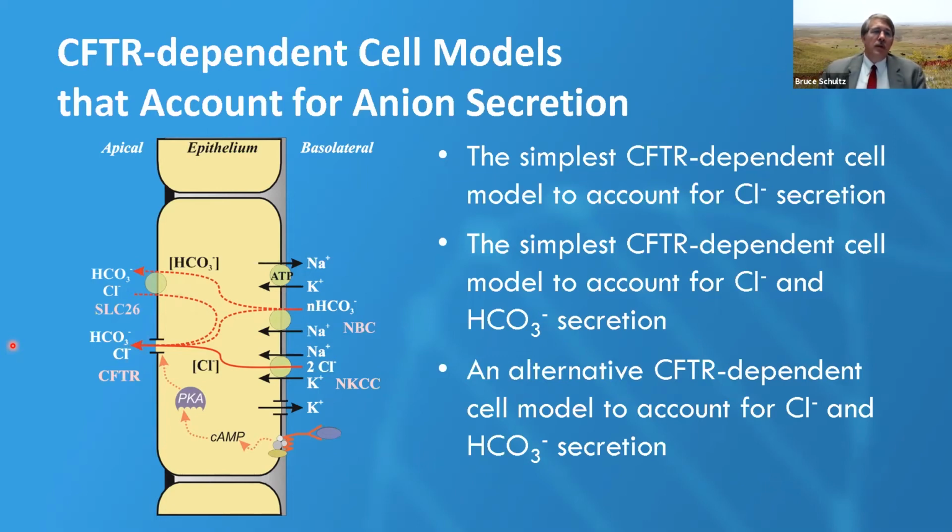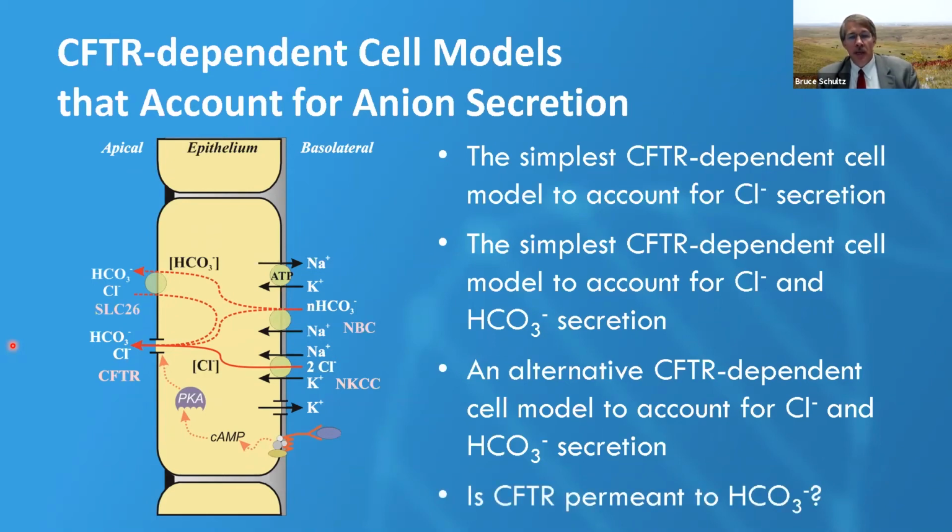Critically, one of the shortcomings of this particular cell model is it fails to account for the very high bicarbonate concentration that can be seen in certain fluids such as pancreatic juice. And so additional work must be done to identify the bicarbonate secretion mechanisms that are present. Ultimately, the critical question is, is CFTR permeant to bicarbonate?